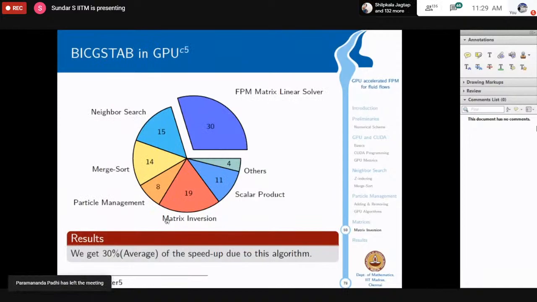All these things which I have told you already, how much speed up I am getting. Neighbor search I am getting 14% speed up here, 15% speed up here. Particle management 8% speed up here. Matrix inversion 19% speed up here. Scalar product 11% and 30% speed up I am getting from linear solver.